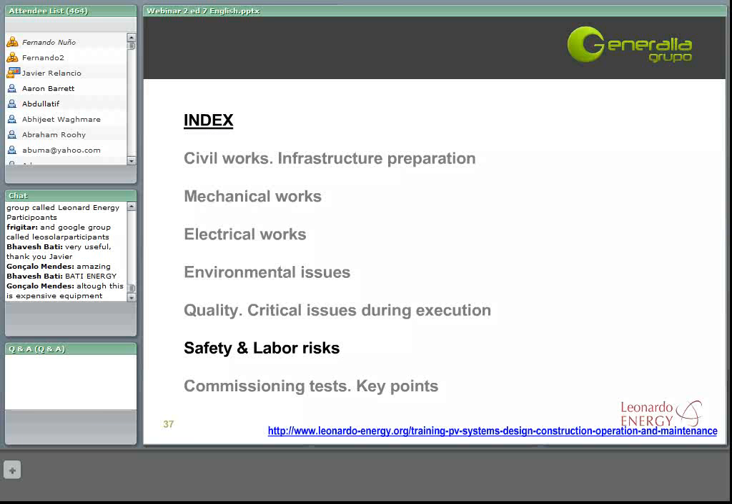Here we have finished the quality chapter, and we are going to talk about safety and labor risks.